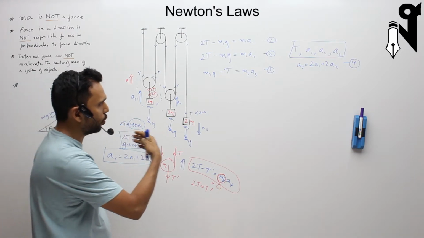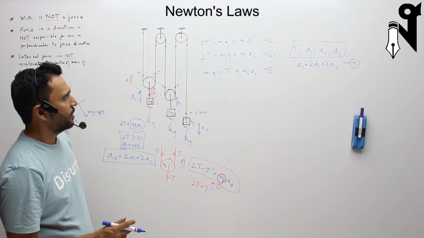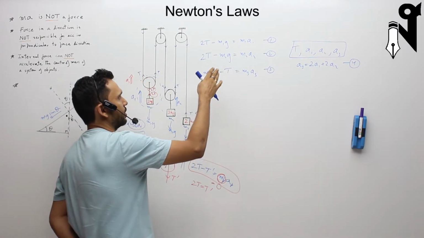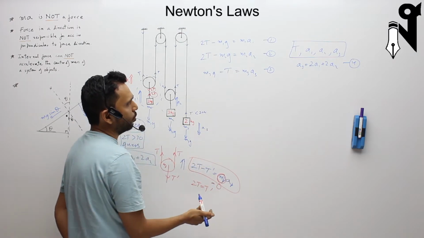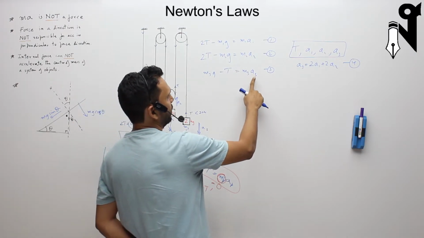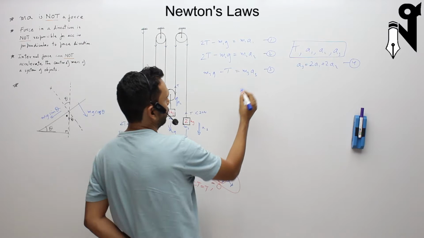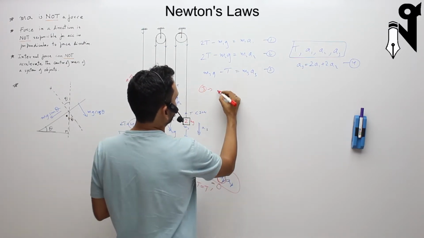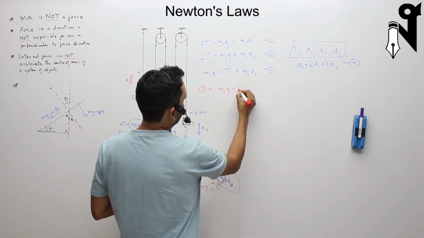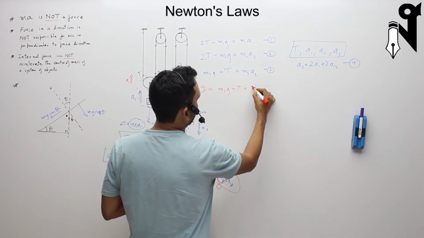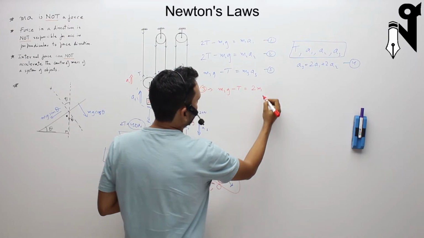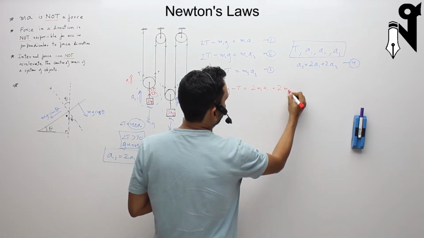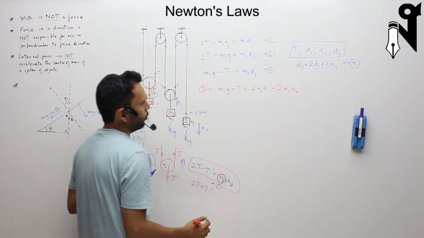Let us go on solving with the variables. So first of all, we'll eliminate one of the variables. Let us keep the variables as a1 and a2 only, and let us do away with a3. So what do we get over here? The third equation becomes, from equation 3, m3g minus T is equal to twice of m3 a1 plus twice of m3 a2.